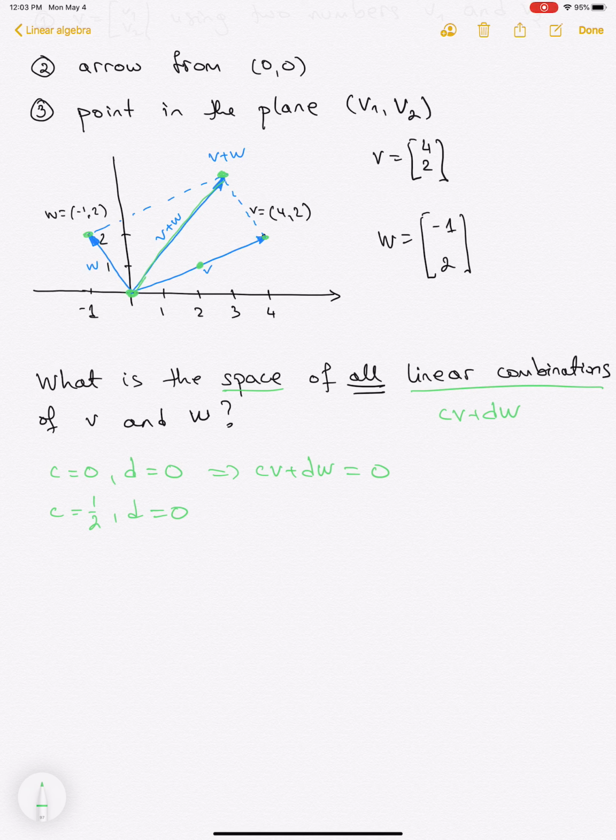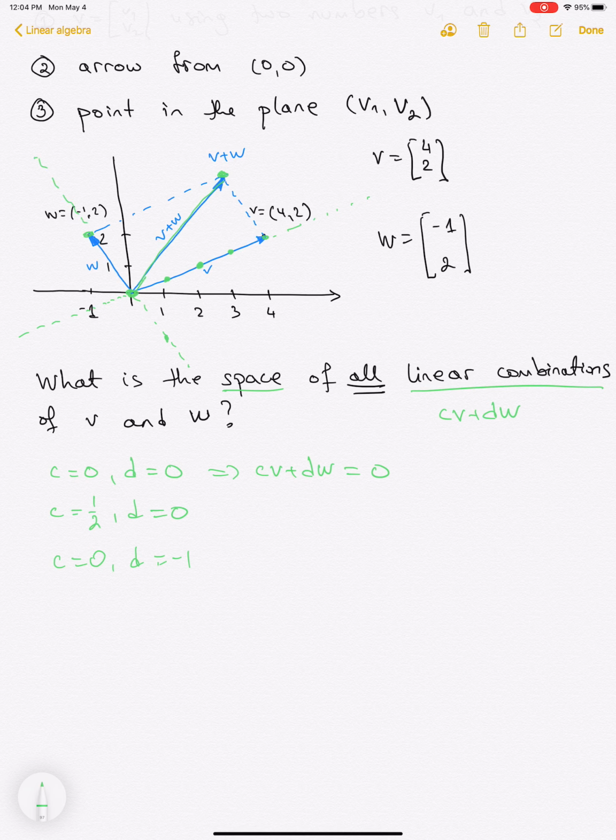Well, what if we took C to be 3/4? Well, then we would take that point. We could take 1/4. In fact, we see that we can take any point on the line that passes through V. What happens if we take C to be 0 and D to change from negative infinity to infinity? So I don't know, this could be -1, for example. That would be that point there on the line that passes through W.